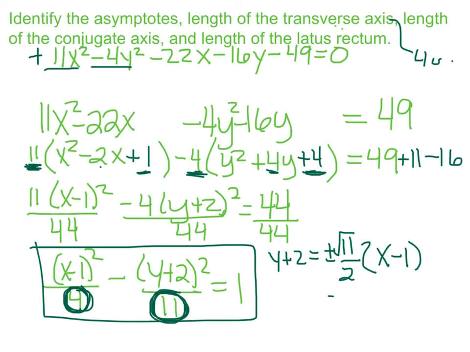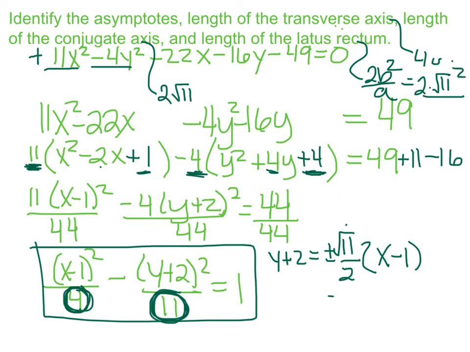The conjugate axis then would be the other axis, which is, in our asymptotes, we count up square root of 11 and down square root of 11, so we're going to go 2 square roots of 11 units. And the latus rectum is the same thing as in the ellipses, 2b squared over a. So we go 2 times the square root of 11 squared over 2. And the square root of 11 squared is 11, times 2 is 22, divided by 2 is 11.